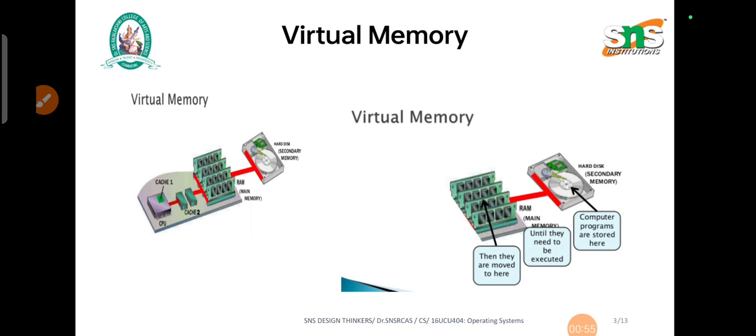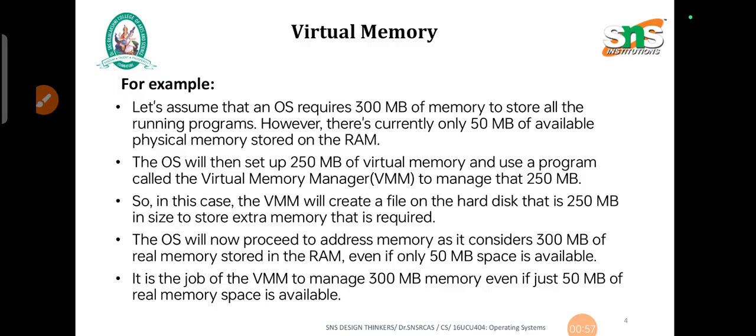This is an example of virtual memory. For example, let us assume that an operating system requires 300 MB of memory to store all the running programs. However, there is currently only 50 MB of available physical memory on the RAM. The OS will now set up 250 MB of virtual memory and use a program called a virtual memory manager to manage the 250 MB. So in this case, the VMM will create a file on the hard disk that is 250 MB in size to store the extra amount that is required.